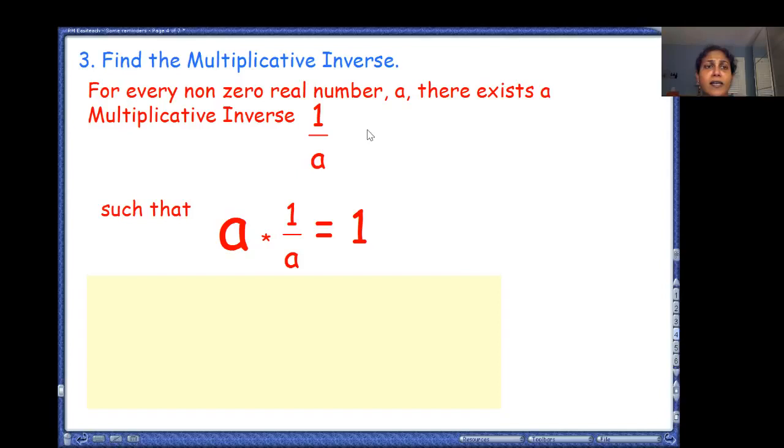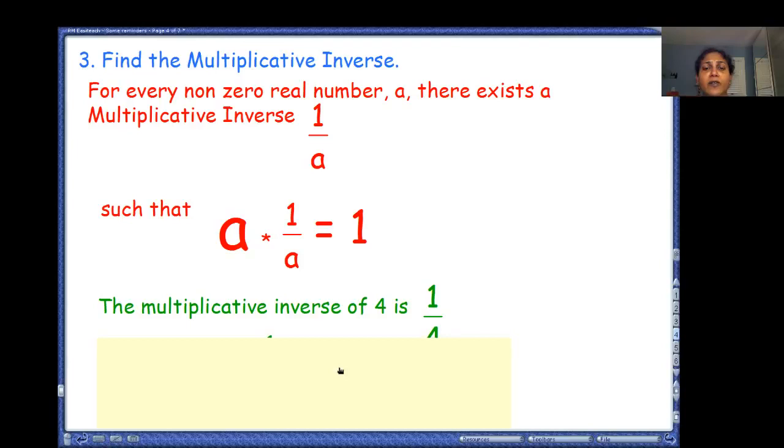The next objective was to find the multiplicative inverse. For every non-zero real number a, there exists a multiplicative inverse 1 over a, so that if you take a and multiply it by 1 over a, or you multiply it by its multiplicative inverse, the result will be 1. Therefore, the multiplicative inverse of 4 is 1/4, since 4 times 1/4 is going to give you 1.